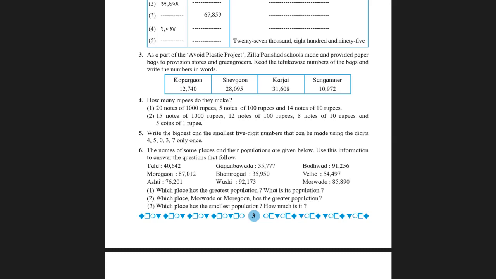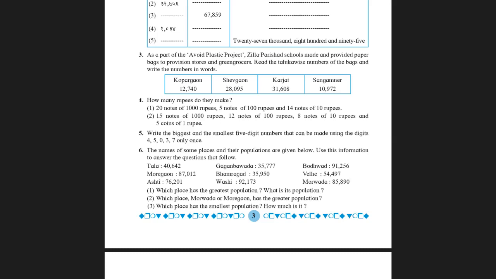Now since both have 9 in the first place, go to the second digit and see which is the higher of the 2. Vashi, it is 2 in the second place and the next place Bodwad is 1 in the second place. I know 2 is greater than 1. Therefore, 92,173 is greater than 91,256 and therefore Vashi has the greatest population. And what is its population? Write the value given, 92,173. Okay children?